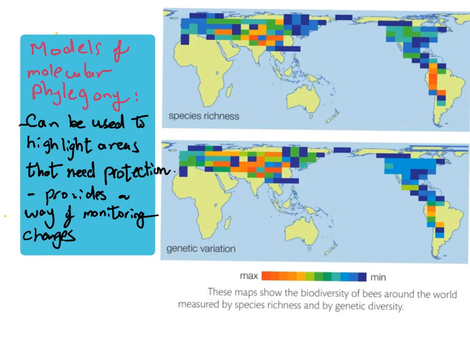You can see here some models of molecular phylogeny that can be used to highlight areas that need protection, and also provide a way of monitoring changes. Look at these colors. These colors represent the areas of very high and very low genetic diversity. So these maps show the biodiversity of bees around the world, measured by species richness and genetic diversity.